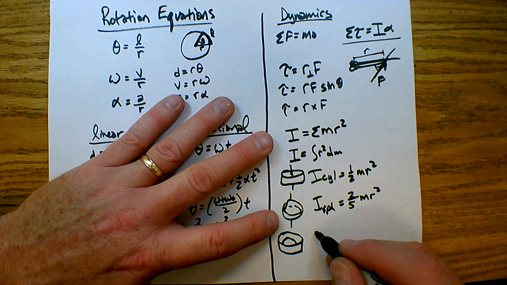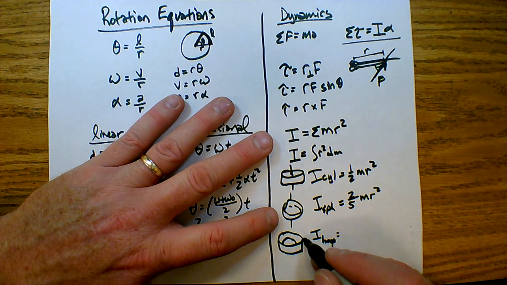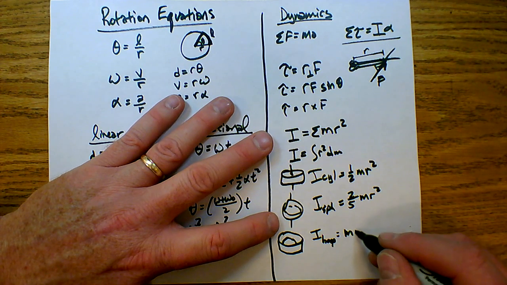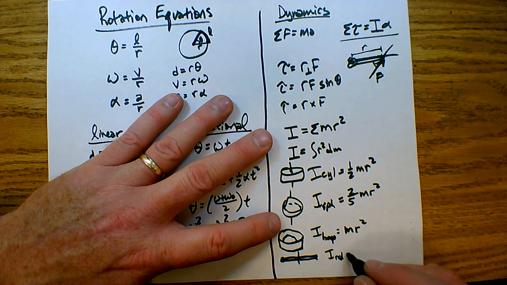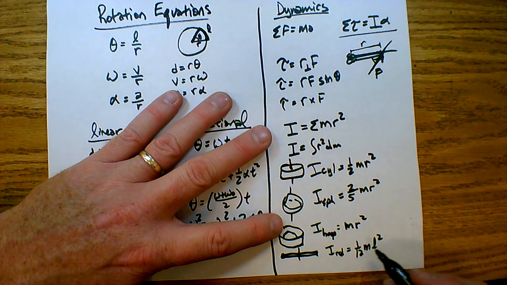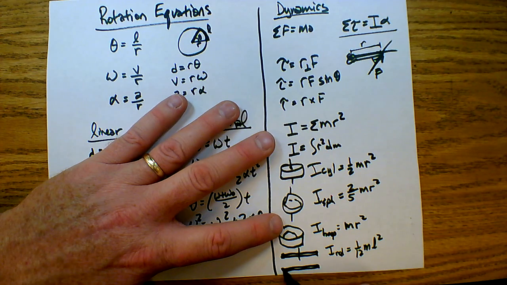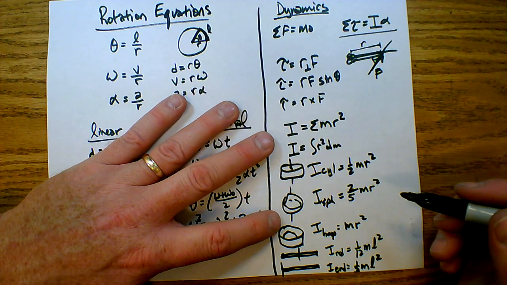Okay, uniform ring, or a hoop, I'll call it a hoop. And because all of the mass is equidistant, this is just mr squared. We also learned a uniform thin rod, an axis passing through the middle is 1/12 ml squared, L being the length of the rod. And then we also had the same rod, but with an axis passing through the end, was 1/3 ml squared. So those were some inertias of some common solid shapes that we wanted to make sure that we remembered.